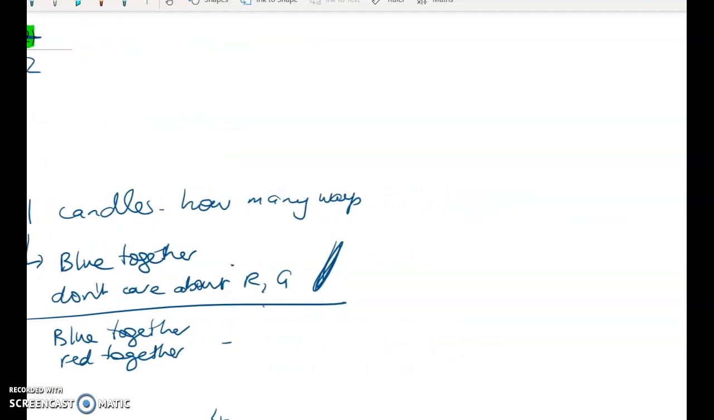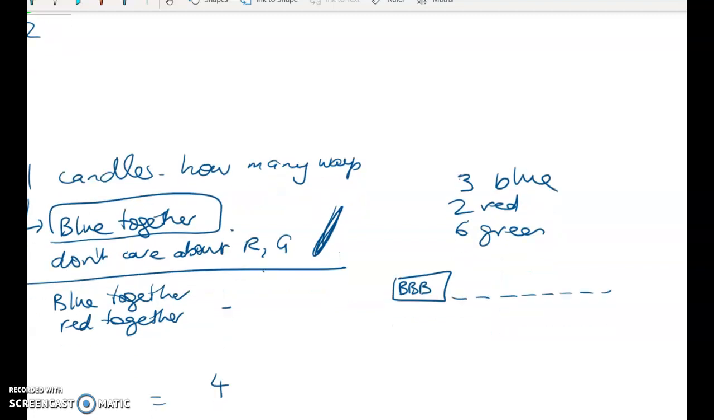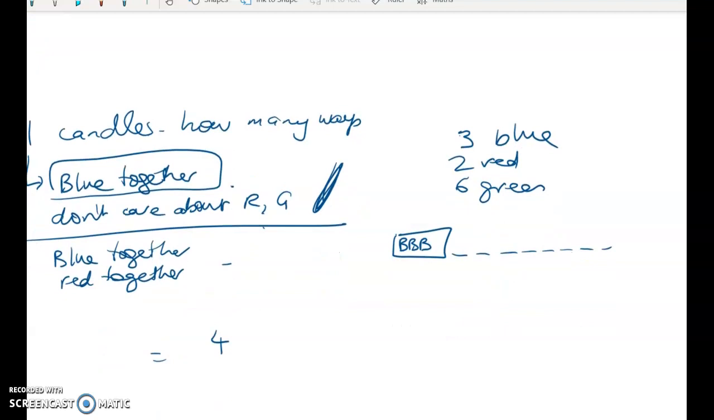So just going over what we've got again, we've got 3 blue, 2 red, and 6 green. If we're doing the blue ones together, we can think about that as a block of blue, blue, blue, and that leaves me with 8 more. So this is very similar to what we had before. Not quite, but just about.